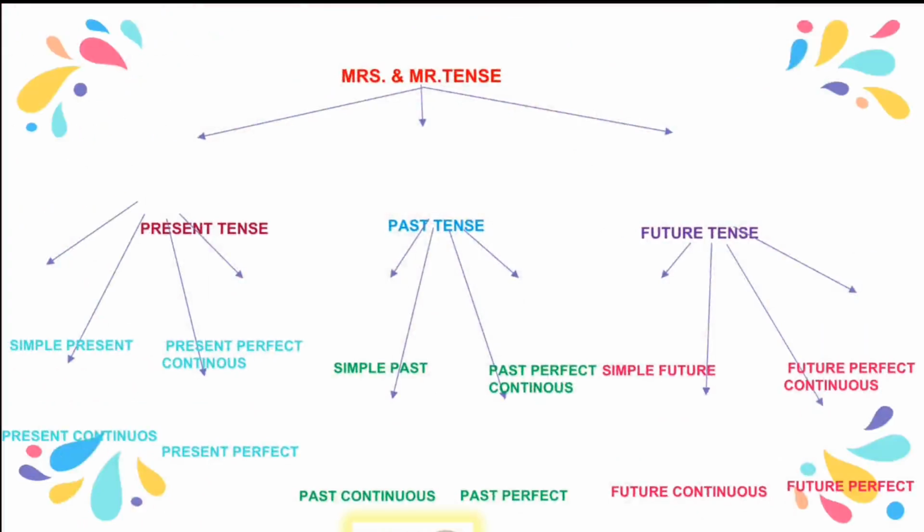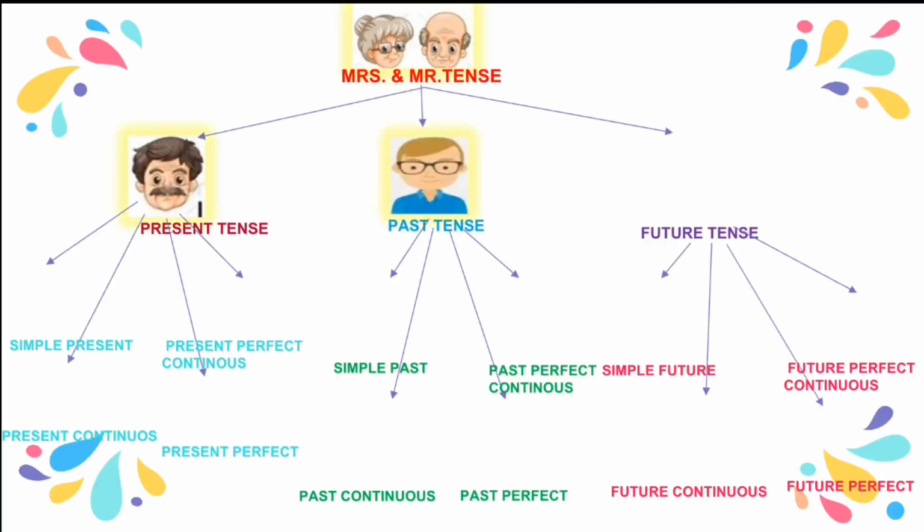This is our tense family. The tense family has Mr. and Mrs. Tense, and they have 3 children. The first one is present tense, the second son is past tense, and the third son is future tense. Now, just as we are all known by our house names or surnames, likewise they are also known by their surname, tense.